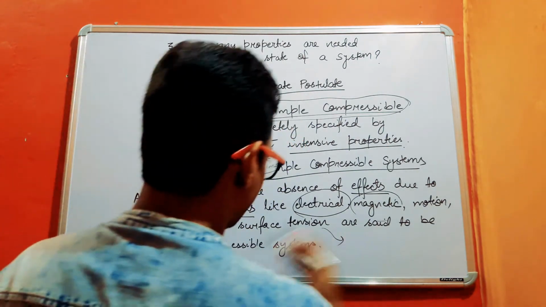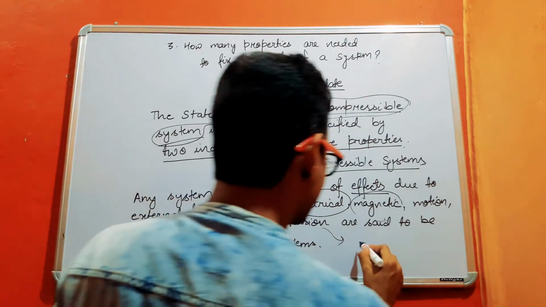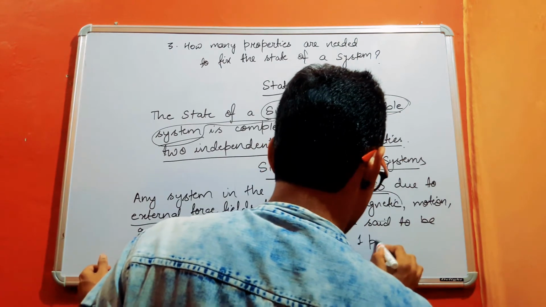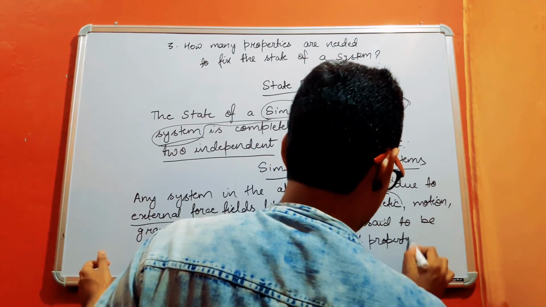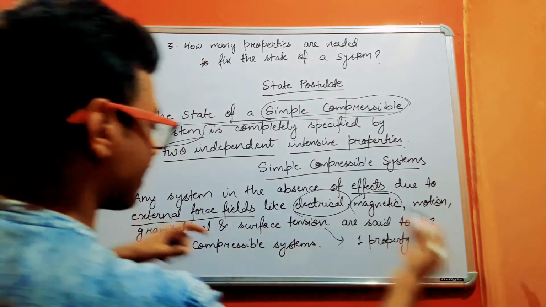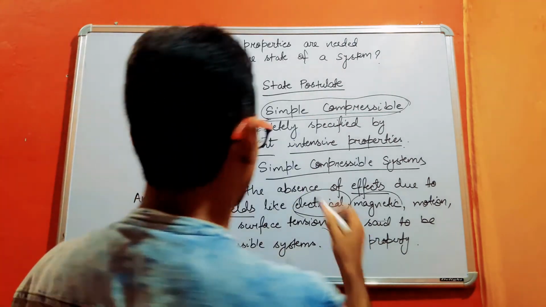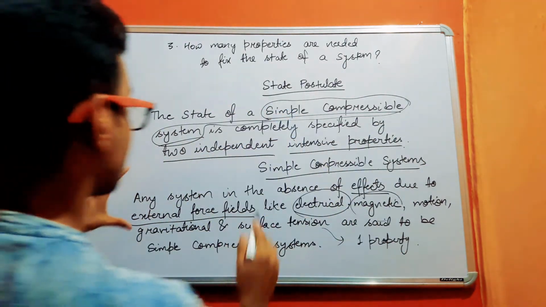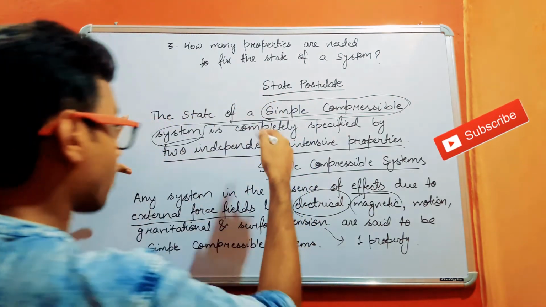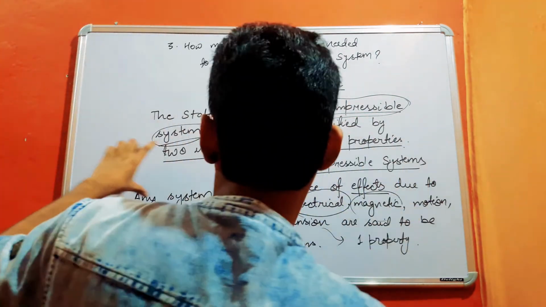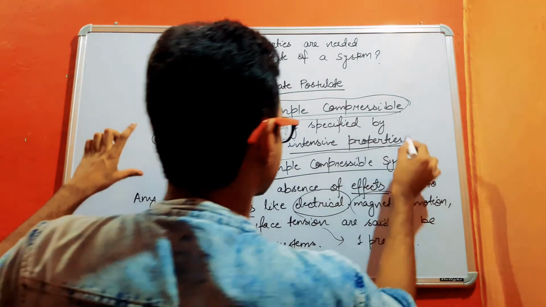But what if these are not negligible? If these are not negligible, then additionally we need to consider one property for each of these effects if these are not negligible. And now, since we know what a simple compressible system is, the state of this simple compressible system is completely specified by two independent intensive properties.